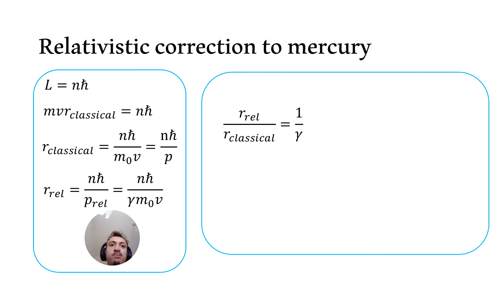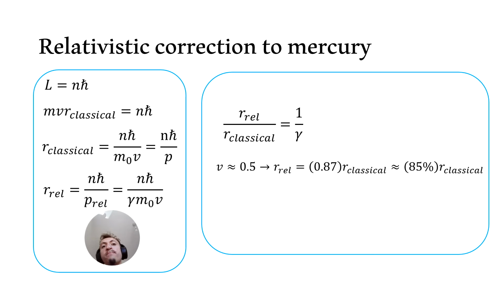And if we compare our two equations, we can clearly see that the relativistic radius divided by the classical radius is 1 over gamma. Gamma is always greater than or equal to 1, and when you get up to significant fractions of the speed of light, gamma deviates significantly from 1 with no upper limit. That is, gamma approaches infinity as the speed of a particle approaches the speed of light, and that's partly why particles with mass can't travel at or faster than the speed of light.